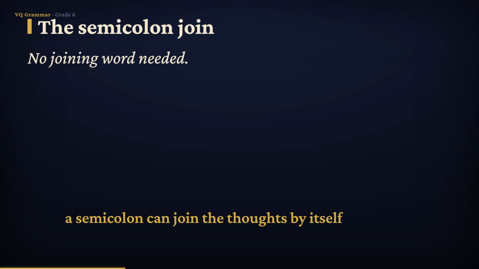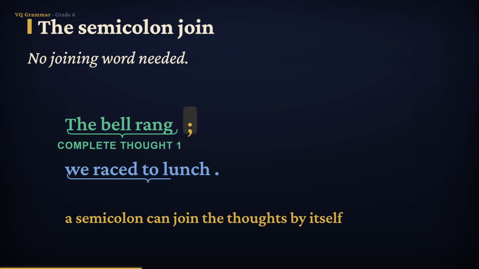There's a second way to join two thoughts, and it's a fancy one, the semicolon. A semicolon looks like a period sitting on top of a comma. It can join two complete thoughts all on its own with no joining word at all. Watch. The bell rang; we raced to lunch. The semicolon is doing the whole job of connecting those two sentences. You'll use it when the two thoughts are closely related and you want them side by side without an and or a but.